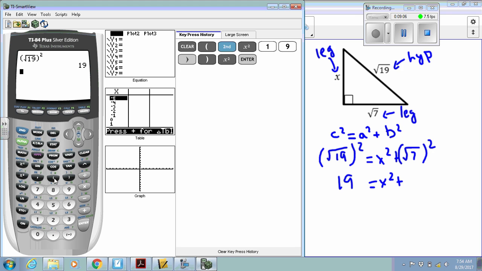So I'm going to do the exact same thing. I'm going to do parentheses. I'm going to press second, the x squared button, so I can get my square root. Okay. Now I'm going to plug in 7. Got to arrow over so I can finish off my parentheses. Then the x squared button again, so then I can get my square. So then I should get, well, 7.